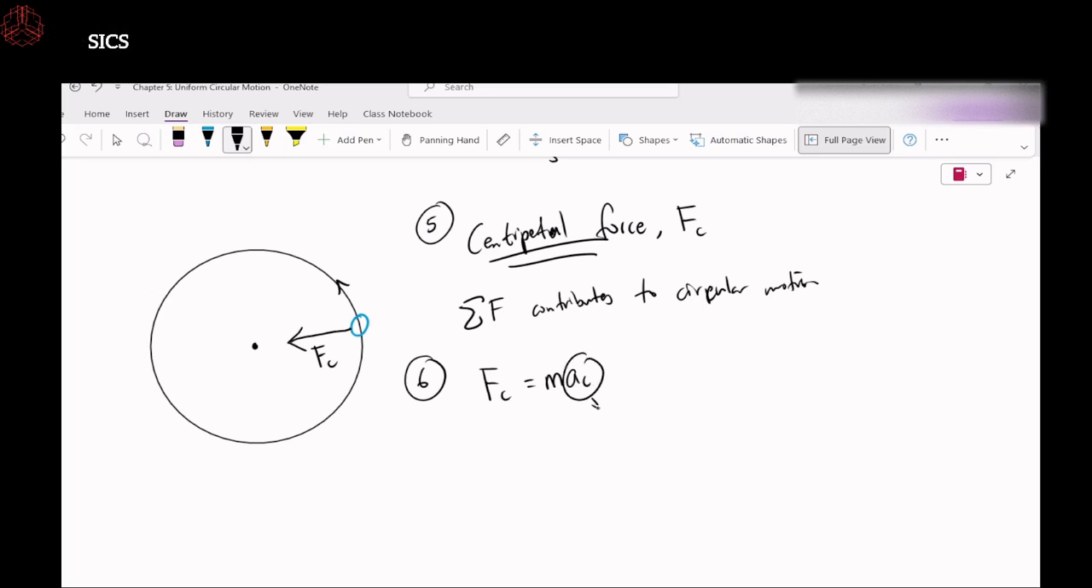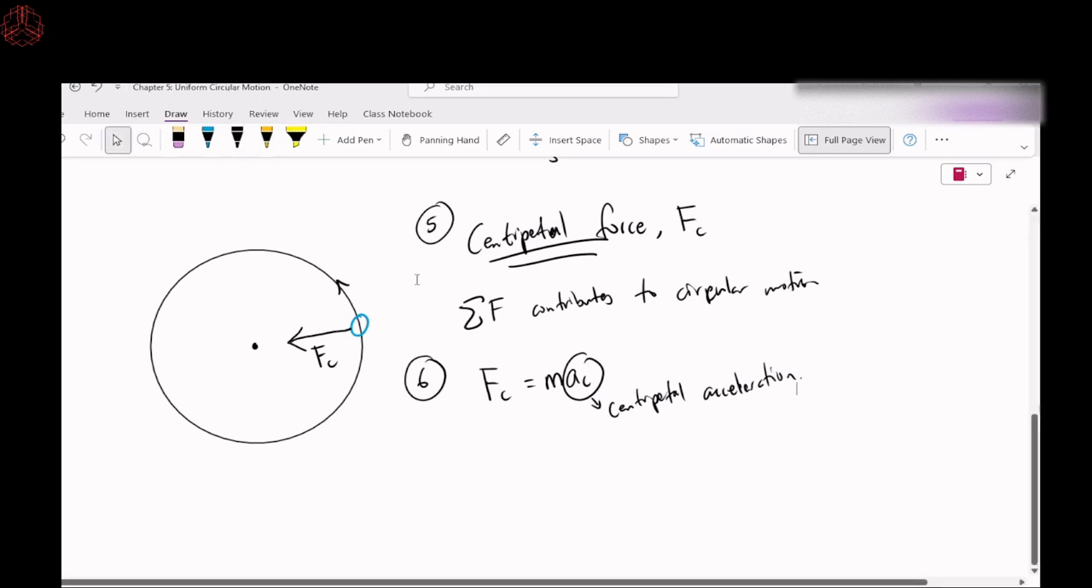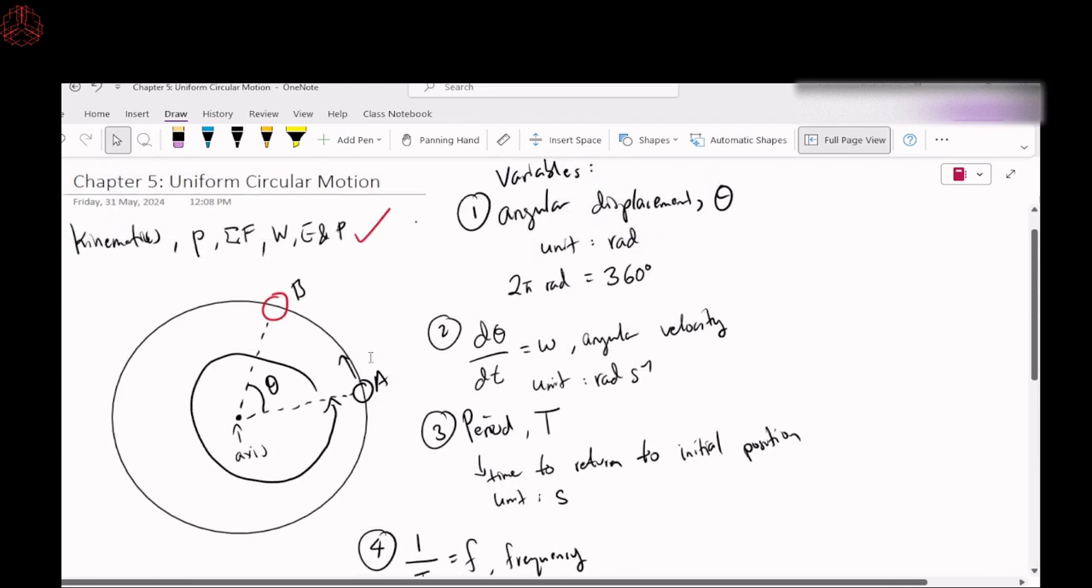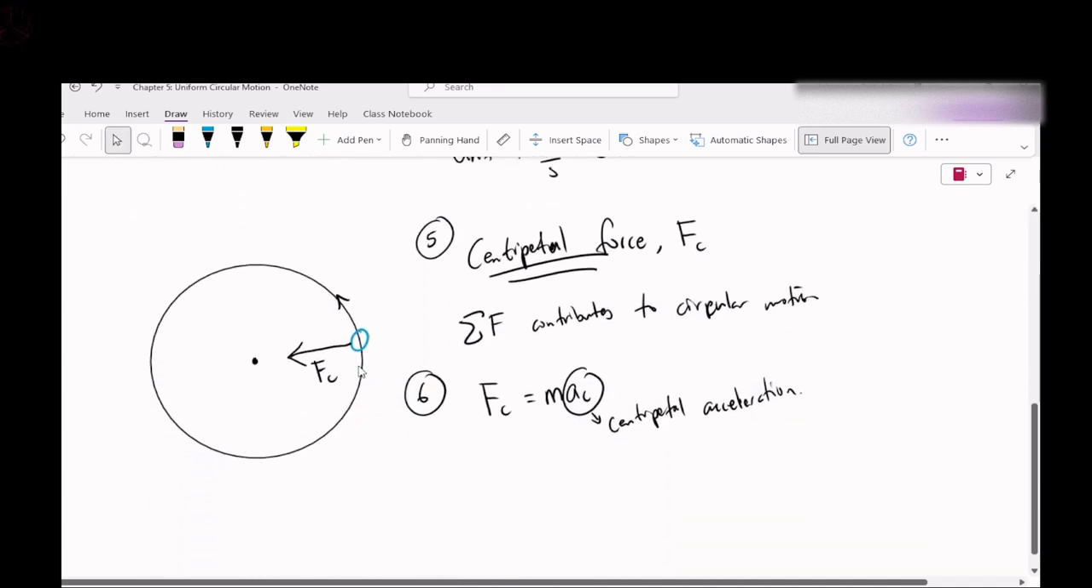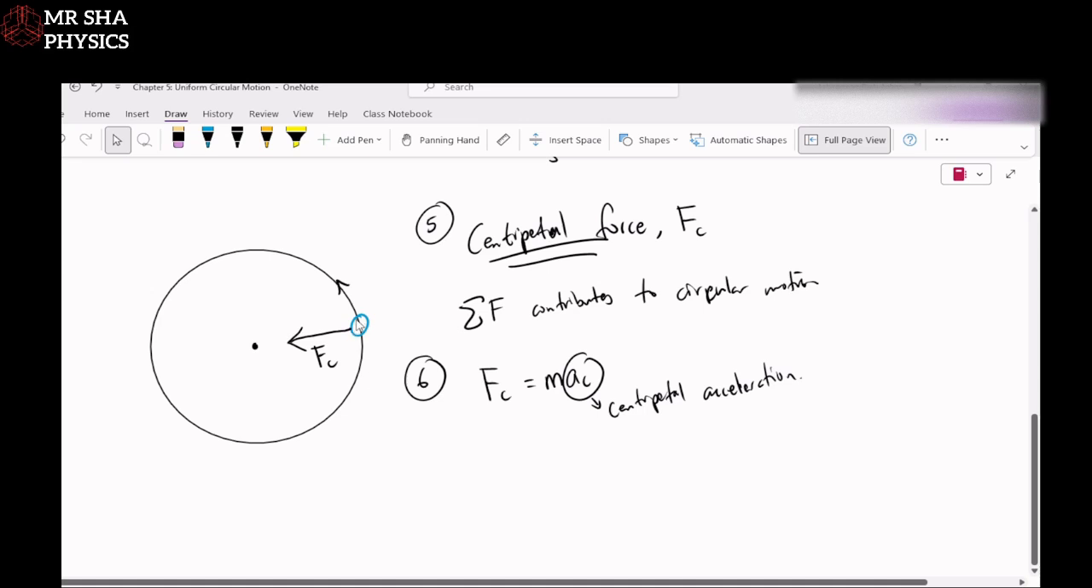And this ac is actually what we call centripetal acceleration. Centripetal acceleration means that it is the acceleration that keeps the object traveling in a circular path. That's what it means. And the reason is this: in uniform circular motion, the word uniform simply means that the speed of the object doesn't change. However, in order for it to travel in a circular path, its direction must change.